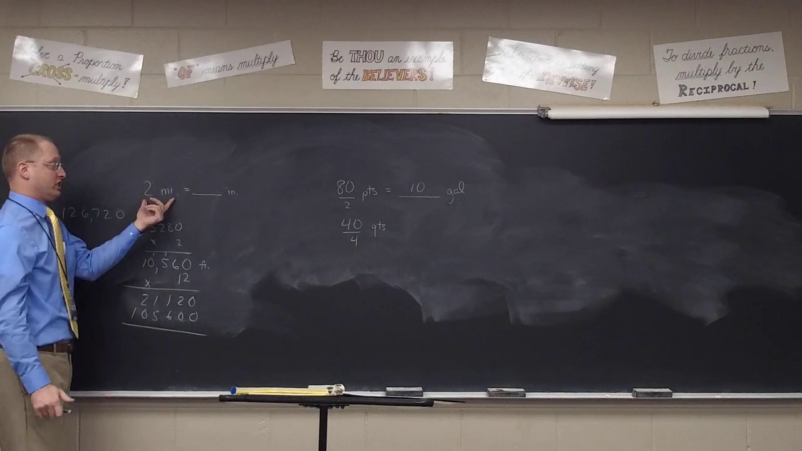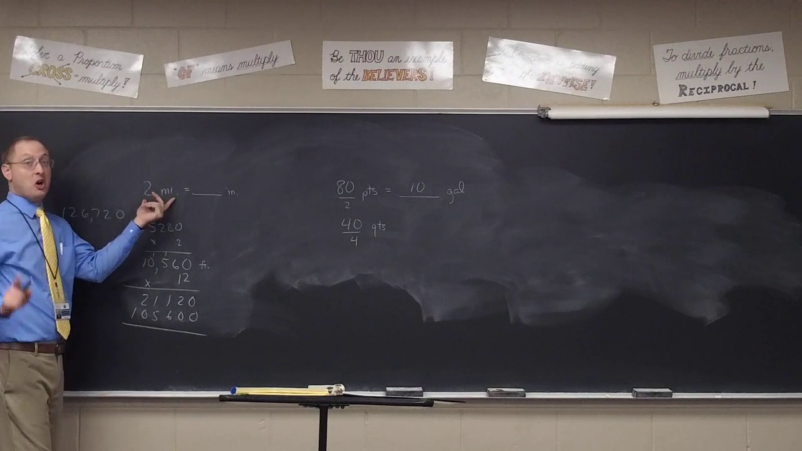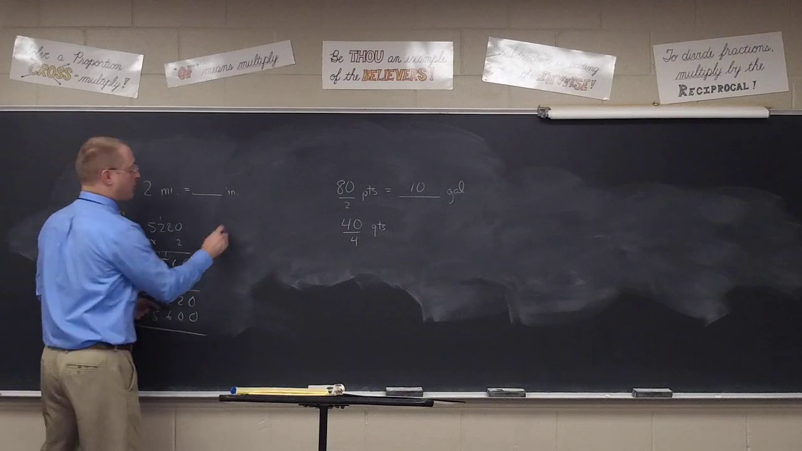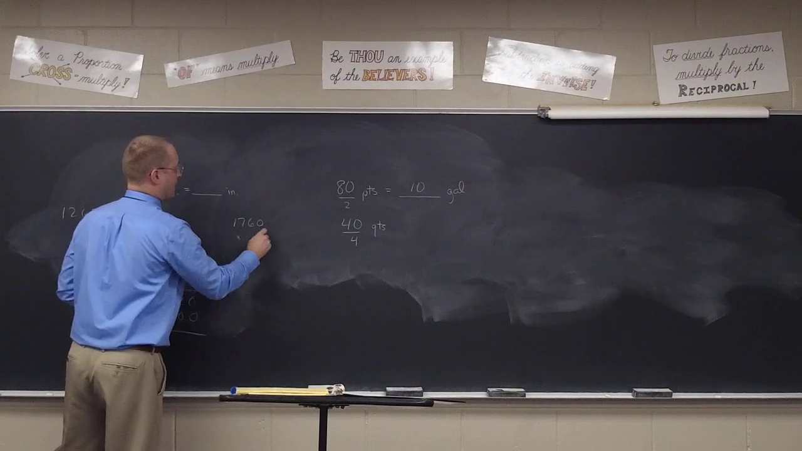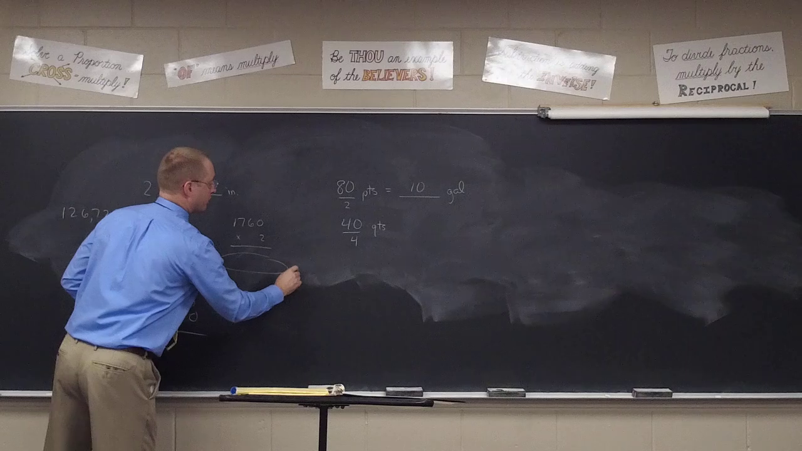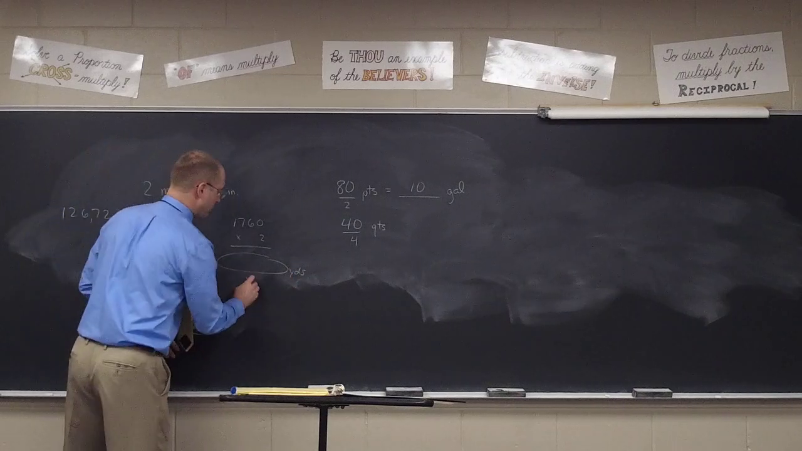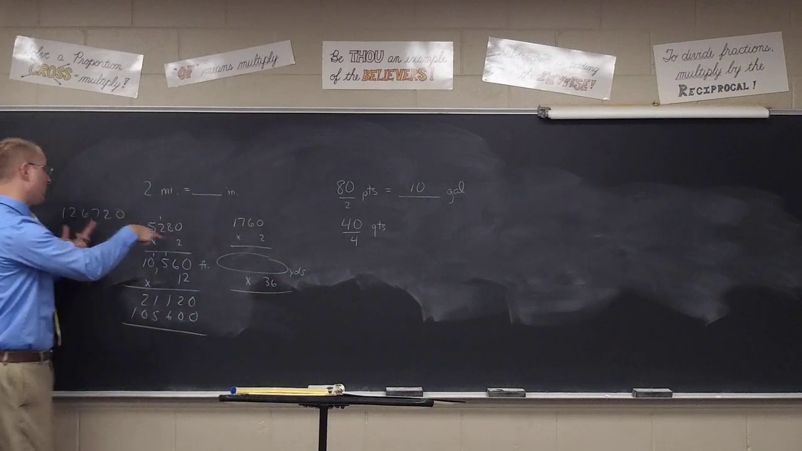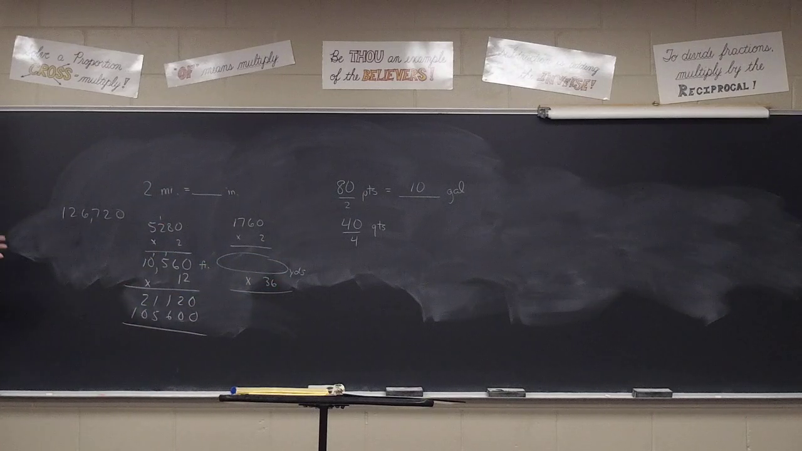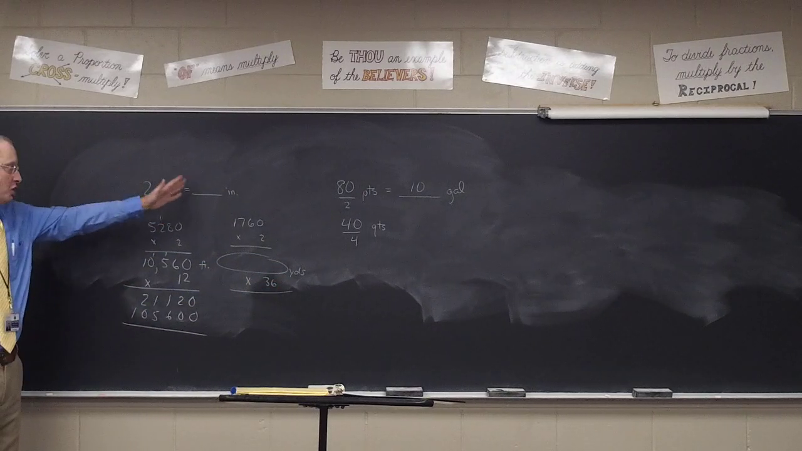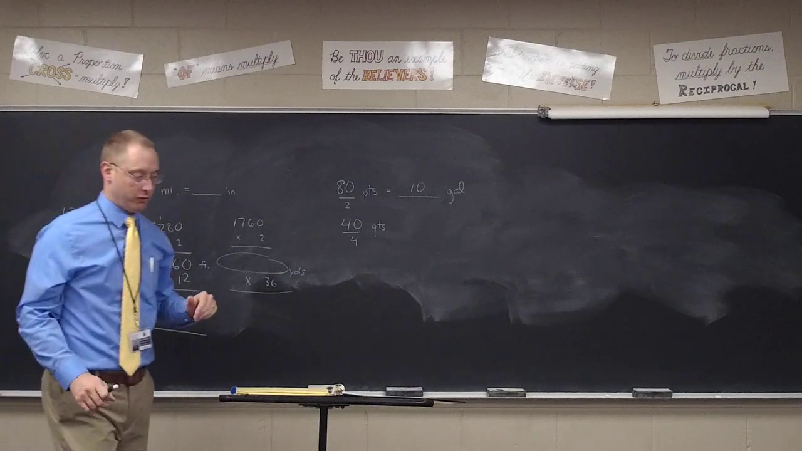Class, how many yards in a mile? 1,760. So we could have multiplied the 2 times 1,760, gotten the number of yards, and then I know how many inches are in a yard, class? 36. So then we could have multiplied that answer by 36. It still would have come to the same answer, right? So it's not like there's one set way. You just have to find a unit that's in between that you can convert to.